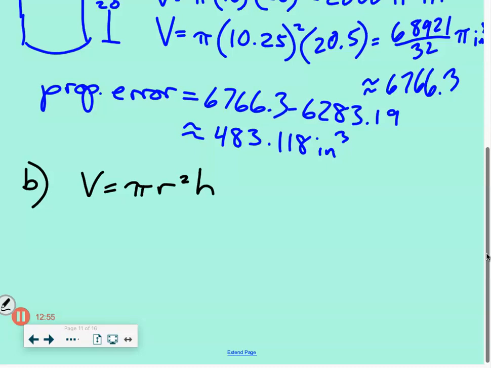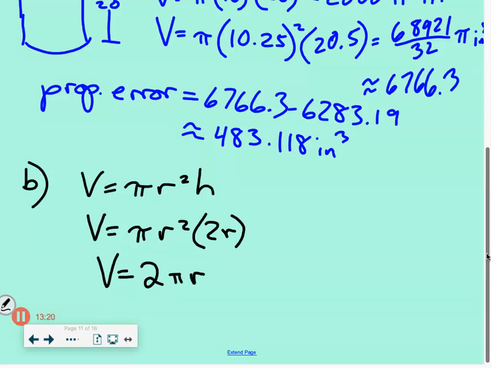We have to get this down to one input variable for this problem. Later on today, we're going to learn how to do total differentials, and then we won't have to. But right now, we're going to get it down to one variable. So that's why they told you that the height was twice the radius. So you could just rewrite this as pi r squared times 2r. So you end up with 2 pi r cubed.